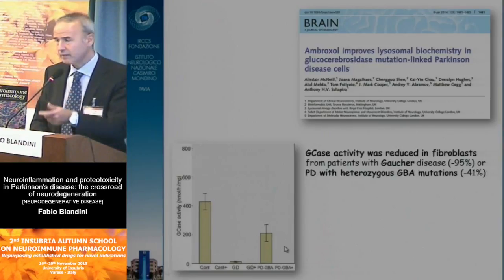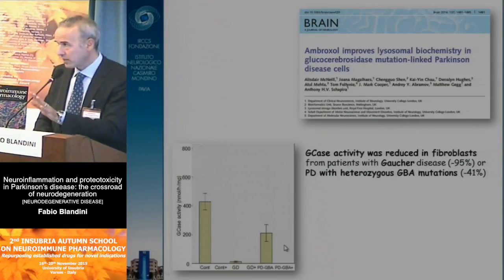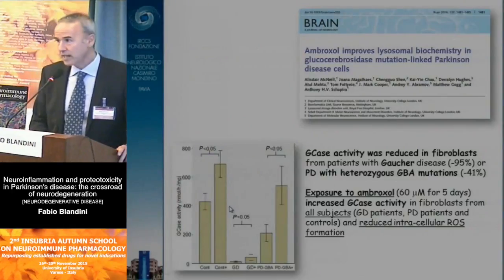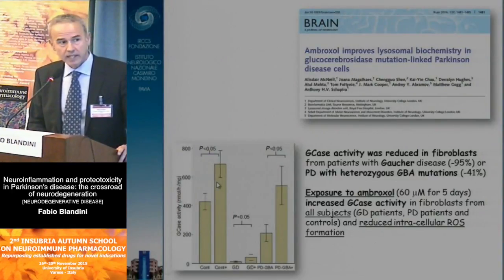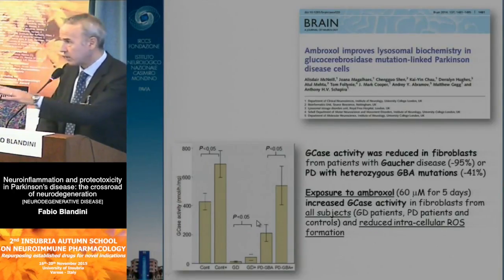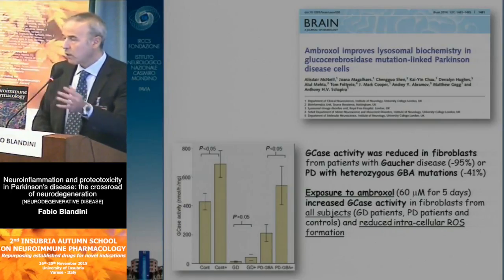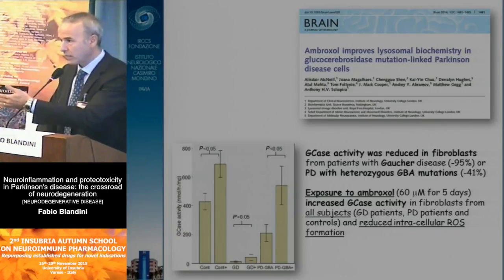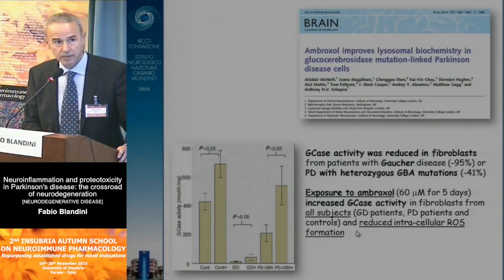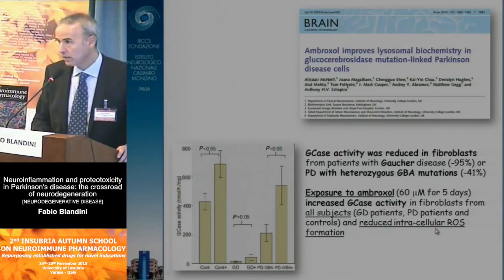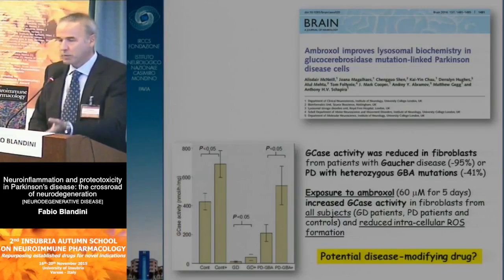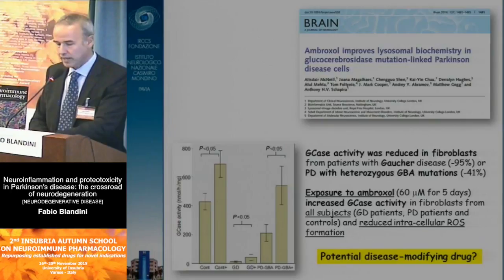But when they gave ambroxol to the fibroblasts, not to the patients, no one has done this so far in PD patients, you can see how the GCase activity was pushed up in all the groups. It was a sort of horizontal effect, regardless of the condition: normal control, Gaucher disease patient or Parkinson's disease patient. So ambroxol with this protocol increased GCase activity in all subjects, and also reduced the internal formation of free radicals. So this is when this group started to propose ambroxol as a potential disease-modifying drug.